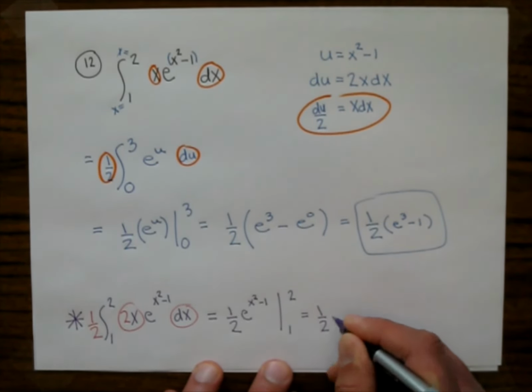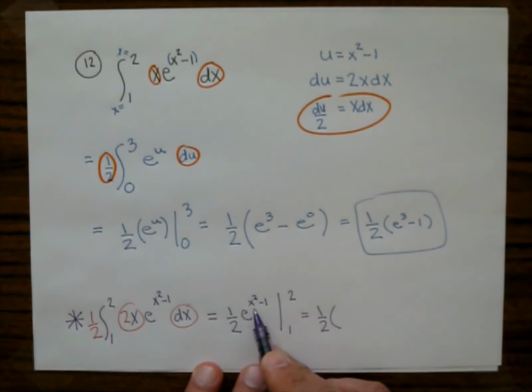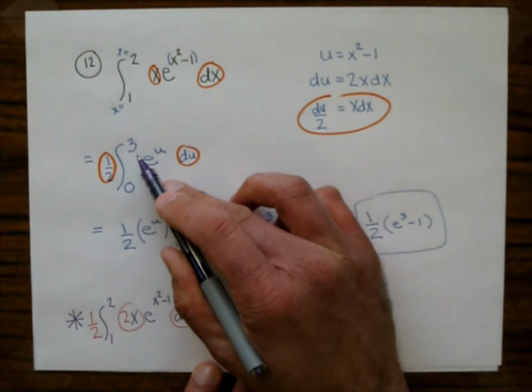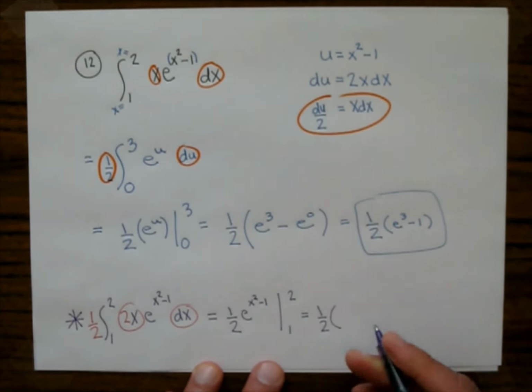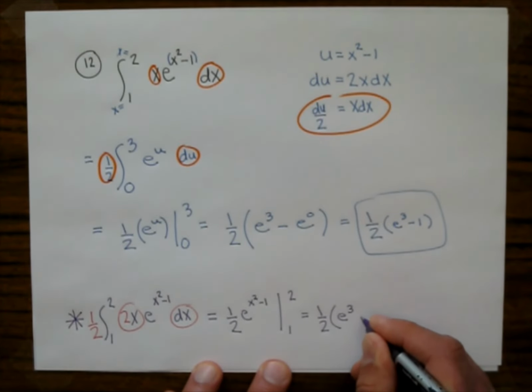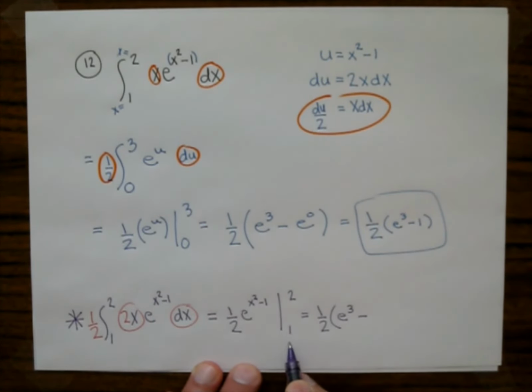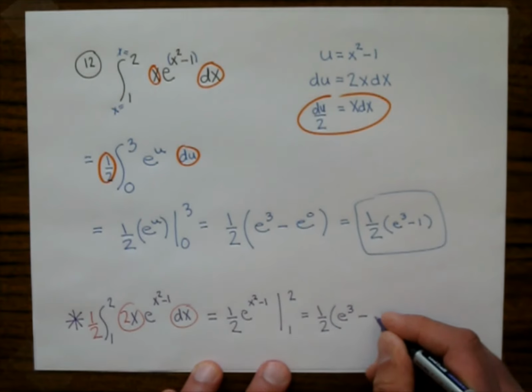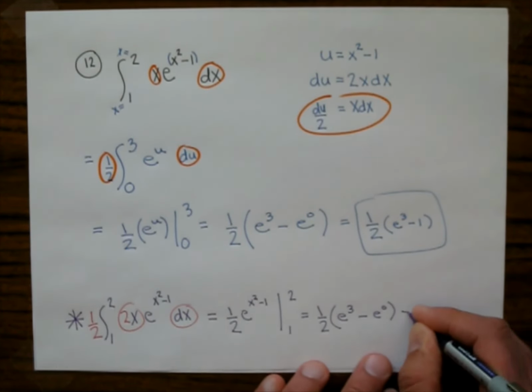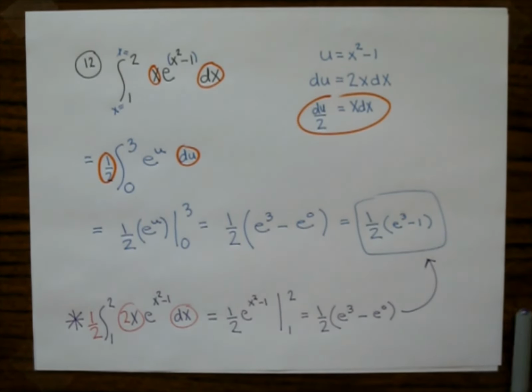Okay, so I have 1/2. I put 2 in there. I get 2 squared minus 1. So I kind of did that calculation to get those guys, didn't I? Which is 3. So this is e cubed minus. And then I put 1 in there. I get e to the 0, which gives me the same answer.